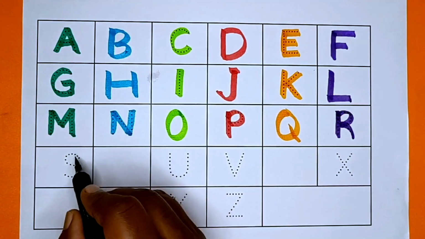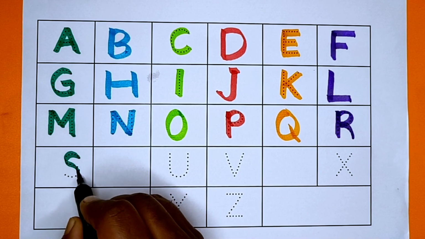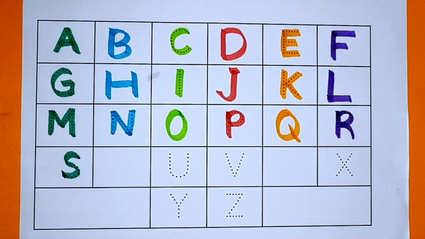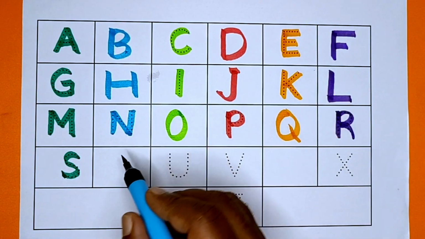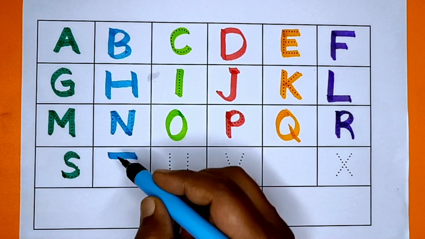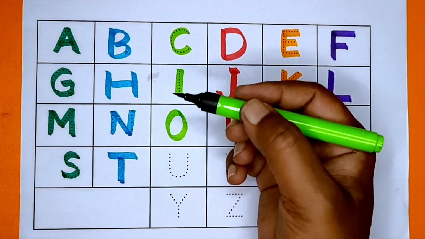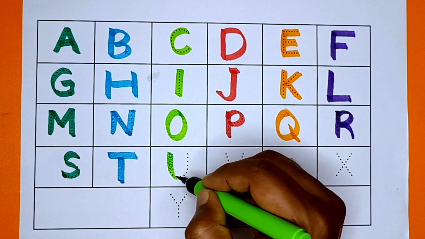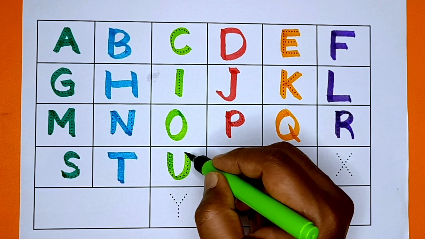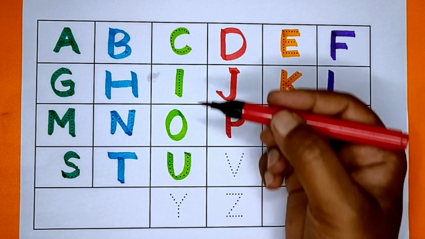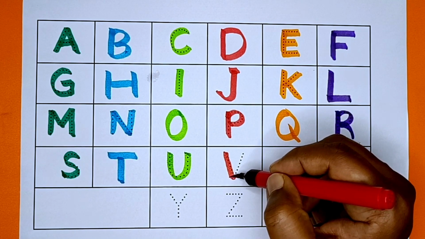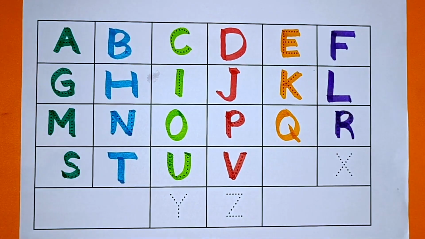Dark green color: S for sun. Sky blue color: T for table. Lime green color: U for umbrella. Red color: V for van.